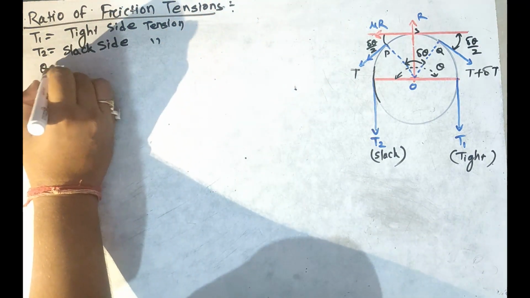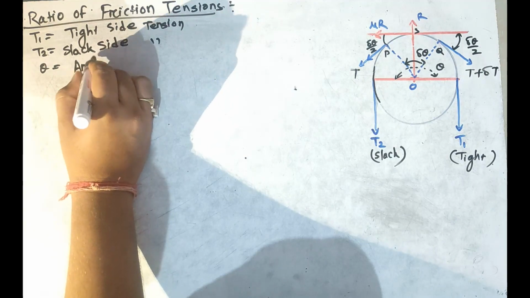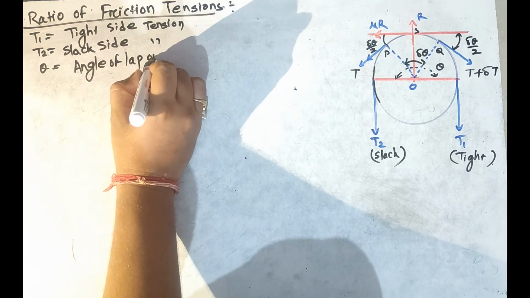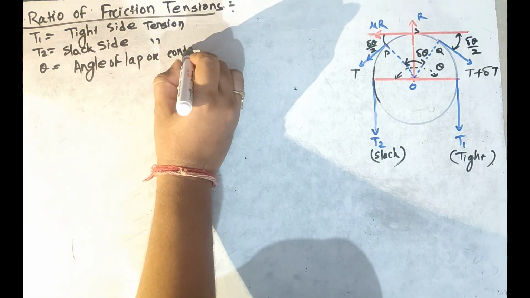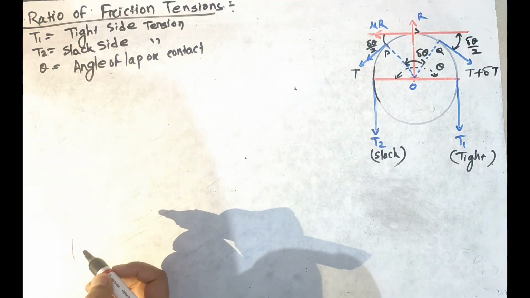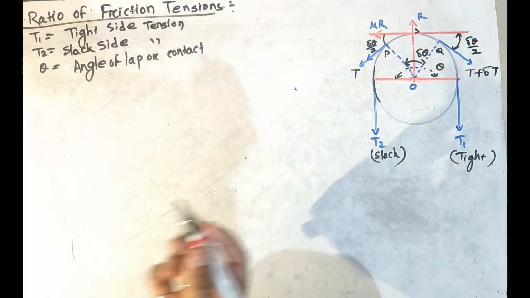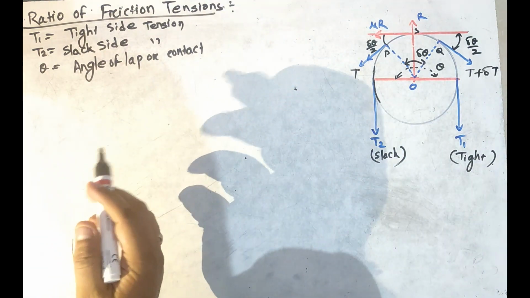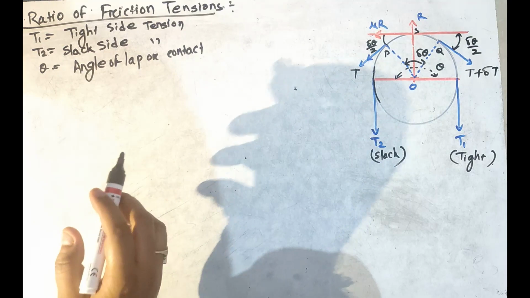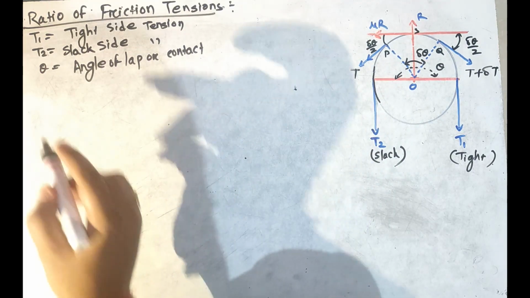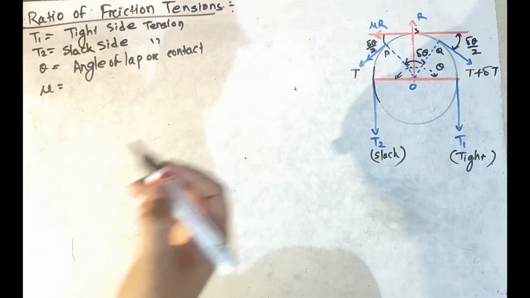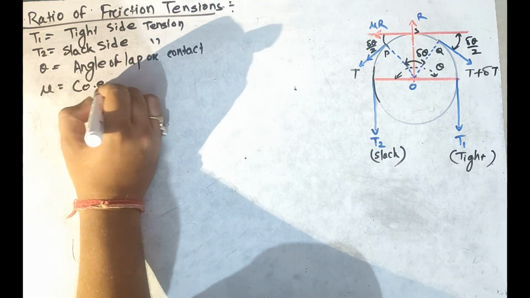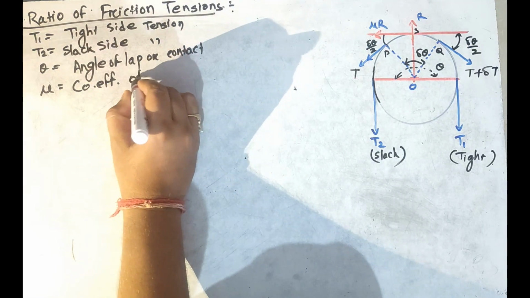Theta will be the angle of lap, or we can say the angle of contact of the belt over the pulley. You have to know that theta is the angle of lap of the belt over the pulley. Then mu, because the power is transmitted due to friction only, is the coefficient of friction.